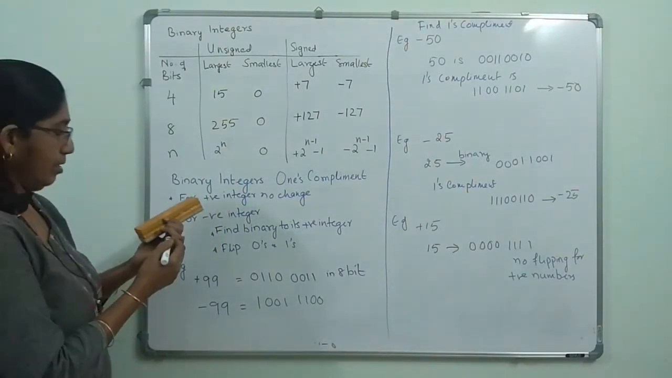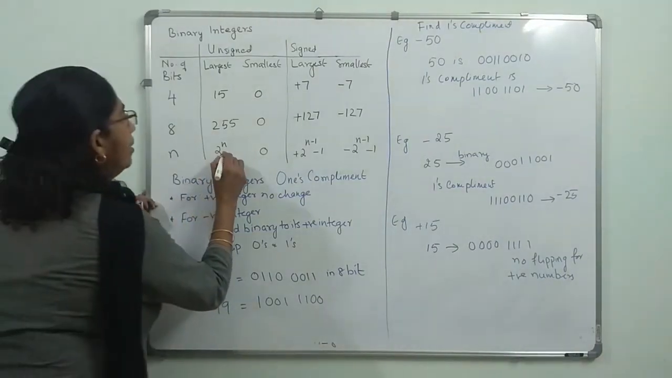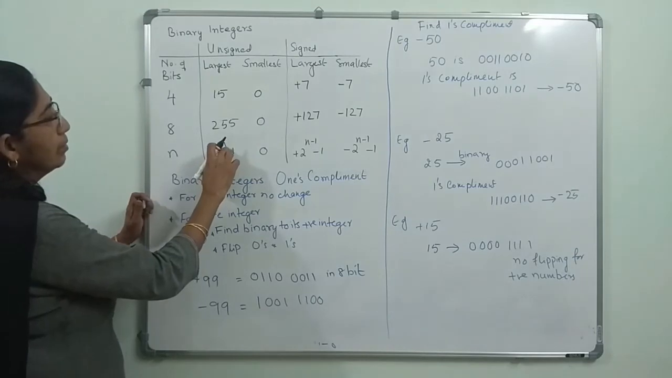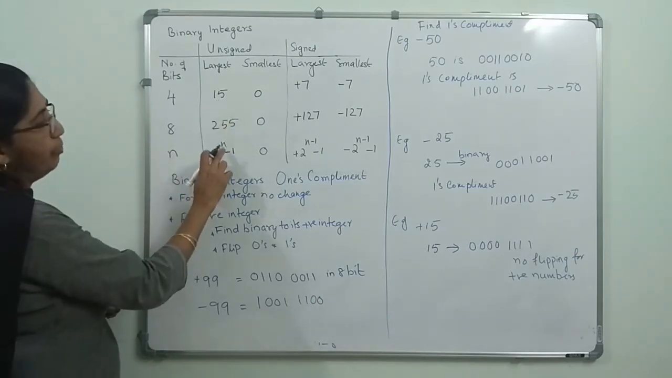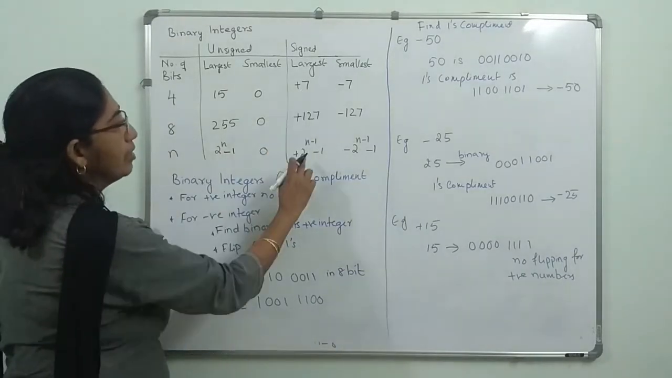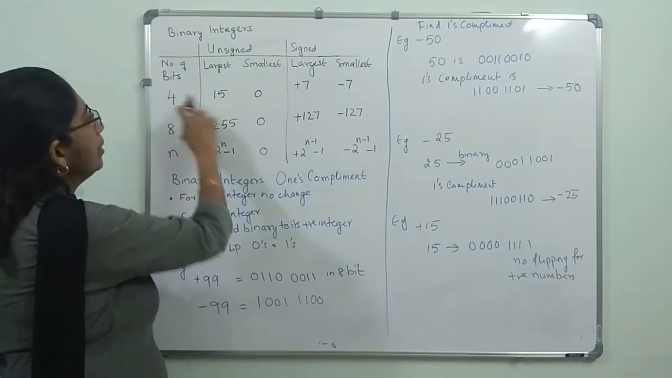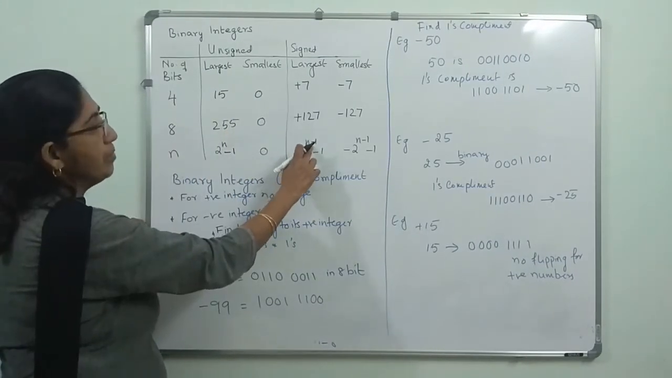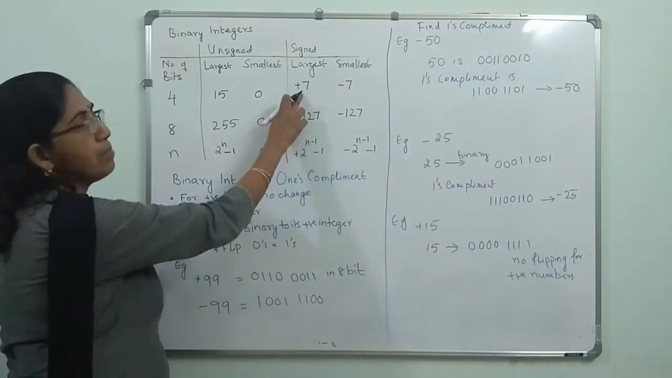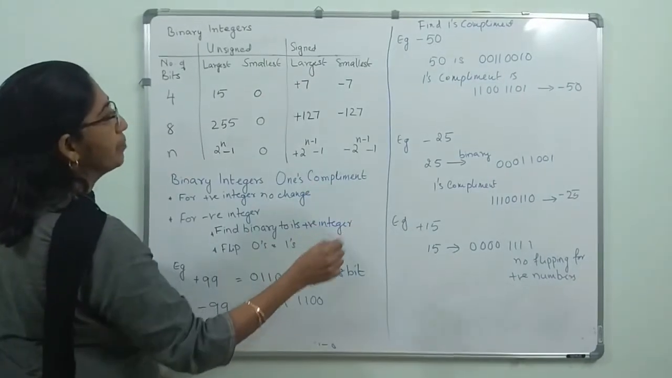2 raised to n minus 1. So 4-bit means 2 raised to 4 minus 1, that is 15. That is the largest value. Whereas here it will be 2 raised to n minus 1, minus 1. 4-bit means n minus 1 is 3. 2 raised to 3 is 8. 8 minus 1, 7. So plus 7 is the maximum value you can represent in the signed configuration.